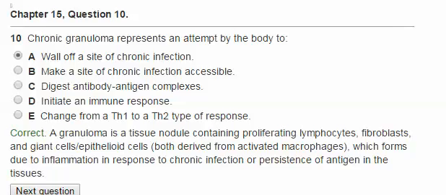Next, chronic granuloma represents an attempt by the body to A. Wall off a site of chronic infection, B. Make a site of chronic infection accessible, C. Digest antibody-antigen complexes, D. Initiate an immune response, E. Change from a Th1 to a Th2 type of response. And the answer is A. Chronic granuloma represents an attempt by the body to wall off a site of chronic infection. A granuloma is a tissue nodule containing proliferating lymphocytes, fibroblasts, and giant cells, or epithelioid cells, both derived from activated macrophages, which forms due to inflammation in response to chronic infection or persistence of antigen in the tissues.